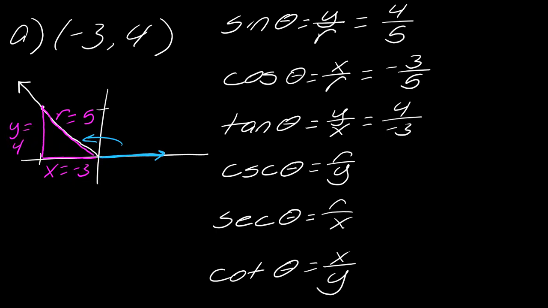Continuing on, cosecant of theta is r over y. So I have my r over my y, so it's going to be 5 over 4. Secant of theta is r over x. Here's my r, here's my x. It's going to be 5 over -3. And then cotangent is x over y. Here's my x, here's my y, so -3 over 4. So that's what you're doing.